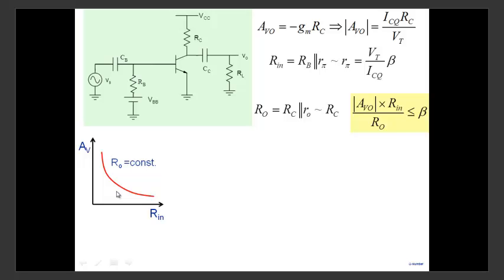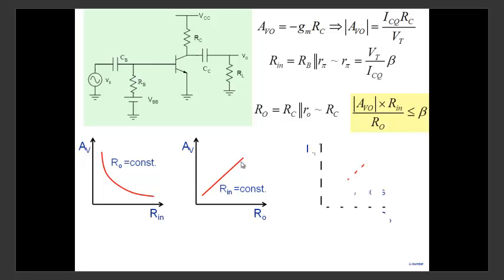You'll get a trade-off here. You can get high voltage gain but low input resistance. You can get high input resistance but low gain. Or if you keep Rn constant, then again you see a trade-off. You can get higher voltage gain, but you'll have to increase the output resistance. Or if you don't want to touch the gain, a large input resistance is accompanied by large output resistance.